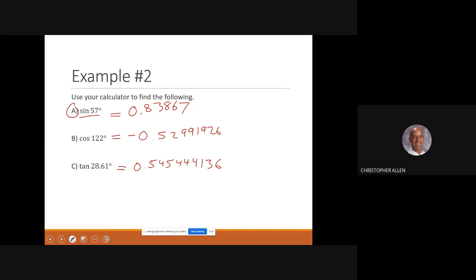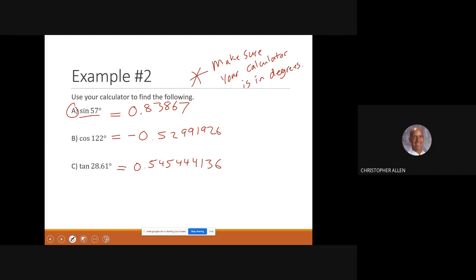In fact, let me make a note on this. Maybe you should make a note in your notes. Make sure your calculator is in degrees.